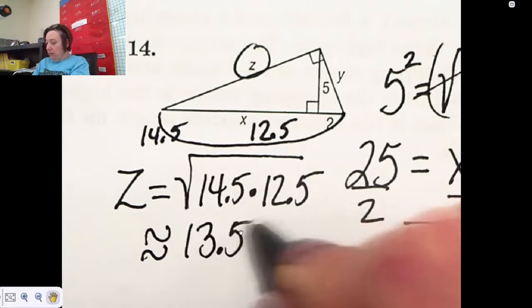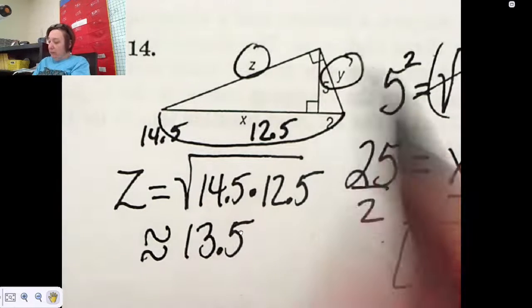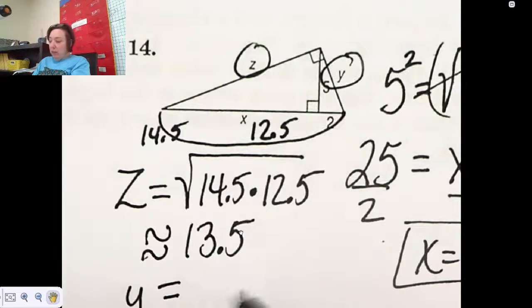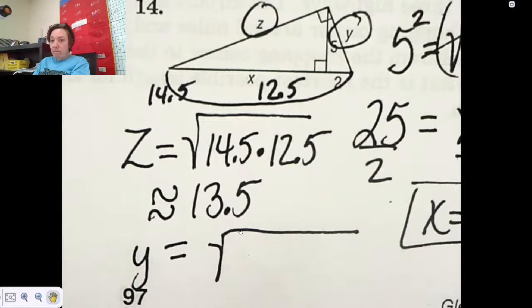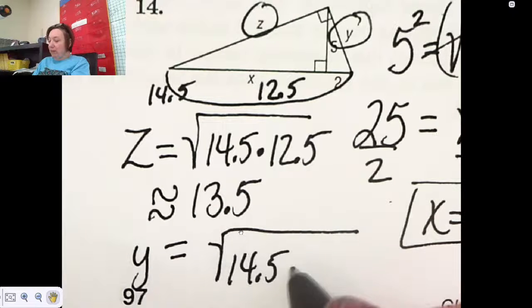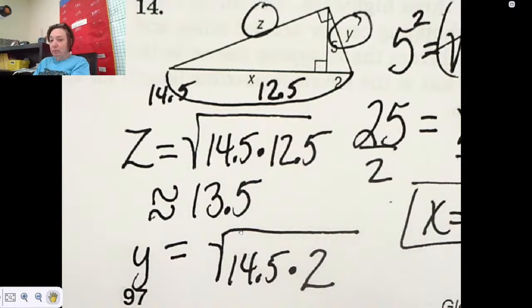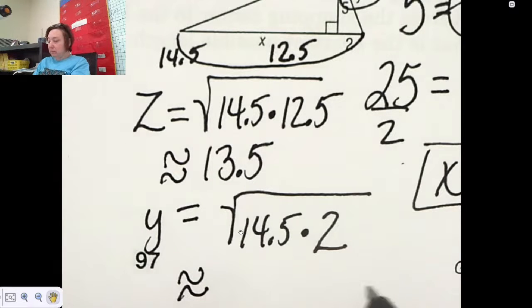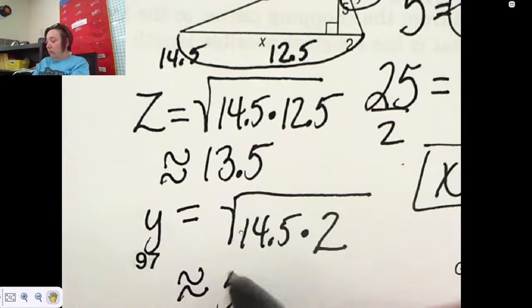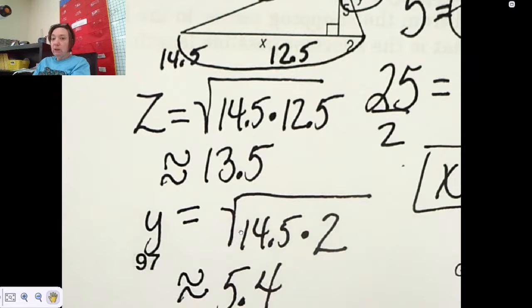13.5. Okay. And if we want to find y, what's y going to be? $14.5 times 2. And what's that get you? 5.4. Okay, y'all see how simple that math is?